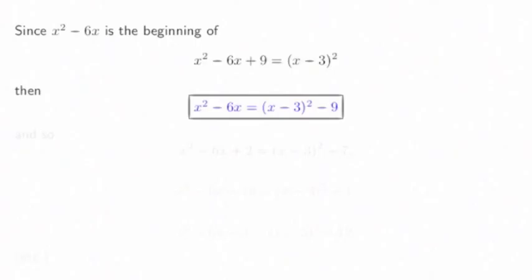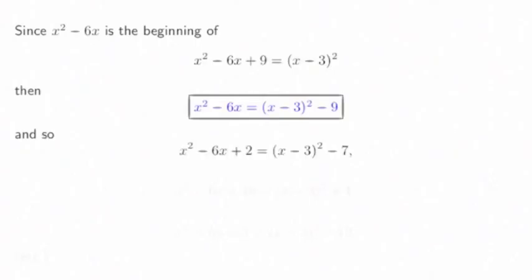If in the first equation x squared minus 6x plus 9 is the quantity x minus 3 squared, then subtracting 9 from both sides allows me to write x squared minus 6x is the quantity x minus 3 squared minus 9. Always stick to the algebra.